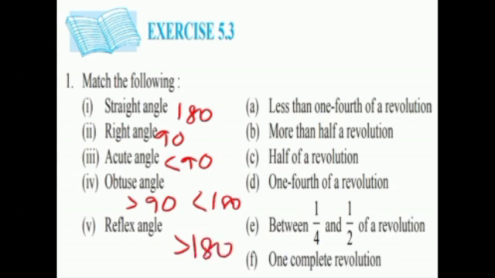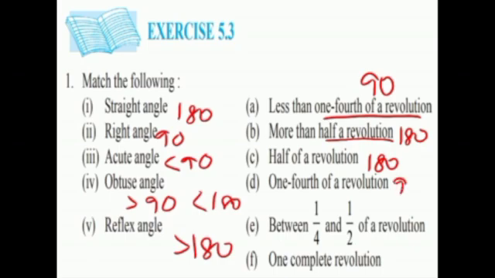Now, see the right part. Less than 1/4 of a revolution. 1/4 of a revolution means 90 degree. More than half a revolution. Half a revolution means 180 degree. Exactly 180 degree. Right. 1/4 of a revolution means 90 degree.